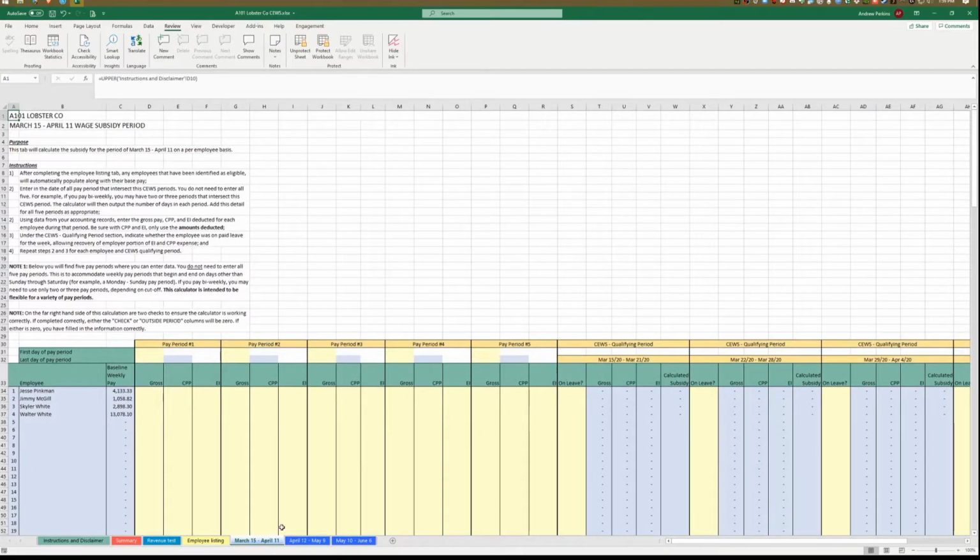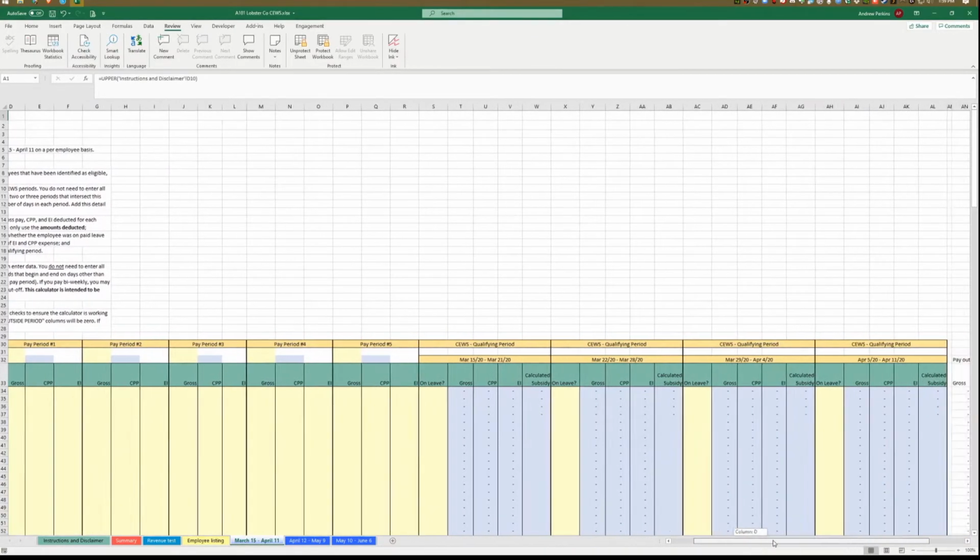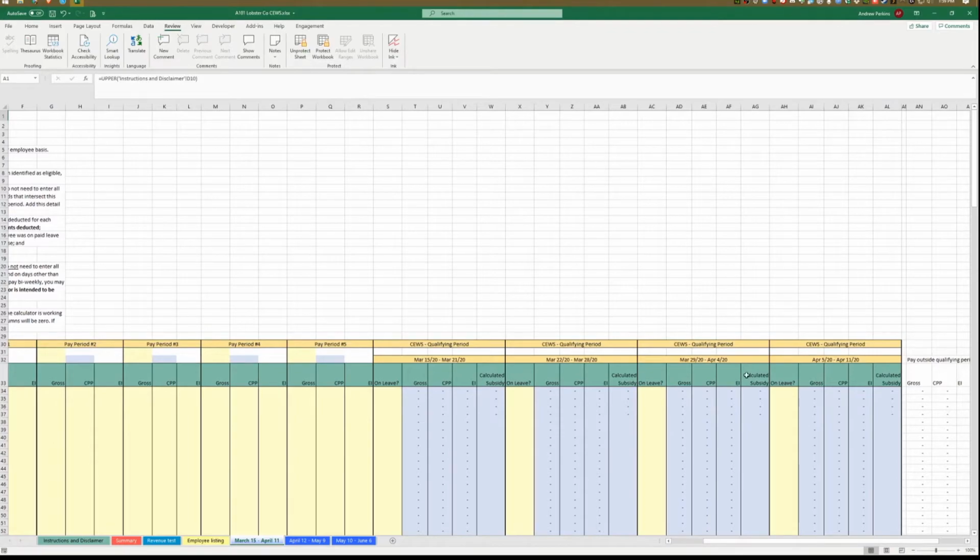And this tab looks kind of daunting at first. The way that it is broken down is it has a listing of all of the employees that you've entered in the employee listing, and it brings over their baseline pay. You're going to see 5 pay periods to which you can enter in information. You're then going to see to the right 4 qualifying periods under the Canada Emergency Wage Subsidy.